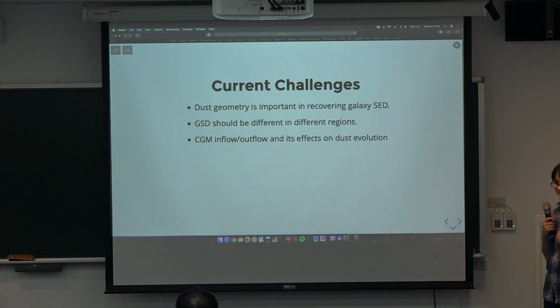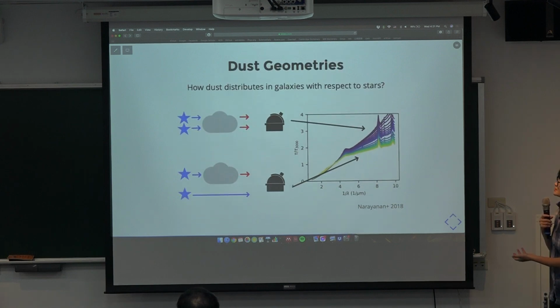in our model, we have a very simple model of inflow and outflow, it's quite simple. It's just some scaling relation to deal with this kind of thing. And if we want to study more of their inflow and outflow effect on the dust evolution, we have to move on to maybe some spatially resolved simulation. So here I will show you some dust geometry effect.